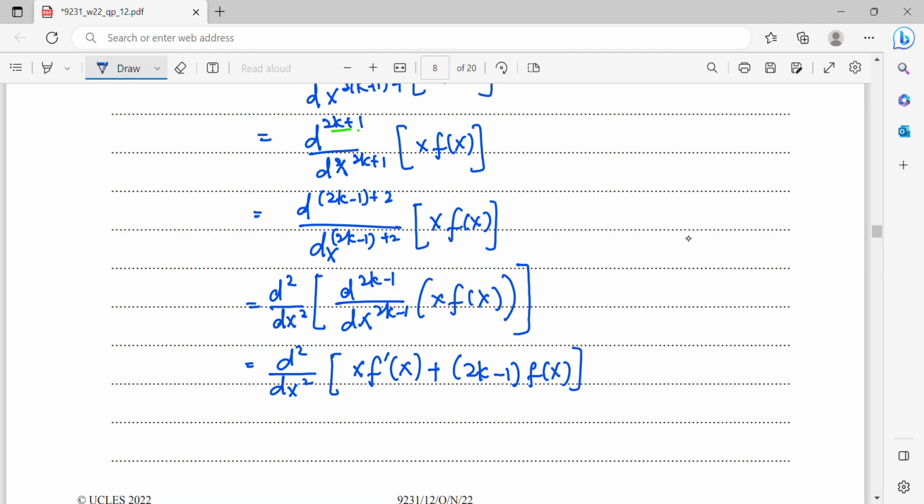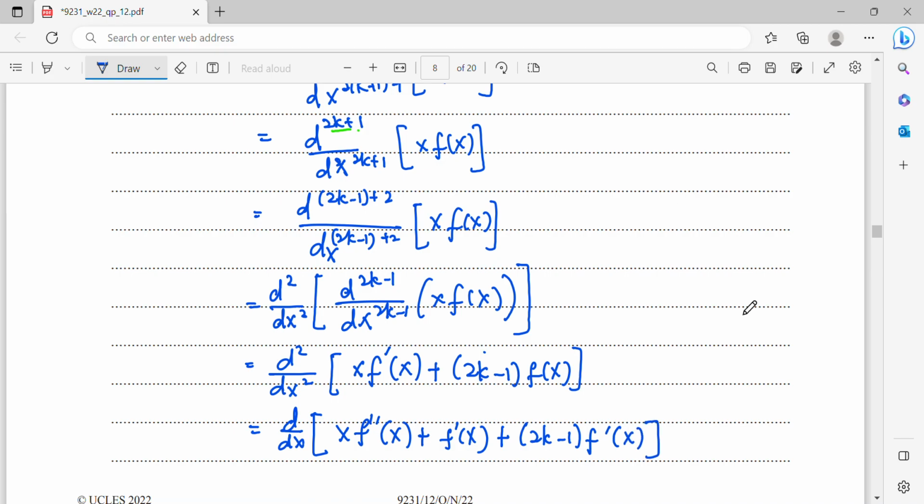So now I need to differentiate two times. Firstly, when you differentiate x f'(x), again, this is product rule. Keep the x and differentiate f'(x), so it will be f''(x), plus keep the f'(x), differentiate x is basically 1. Then plus, don't forget that the k in 2k is a constant. So when I differentiate constant times f(x), it will be constant times f'(x).